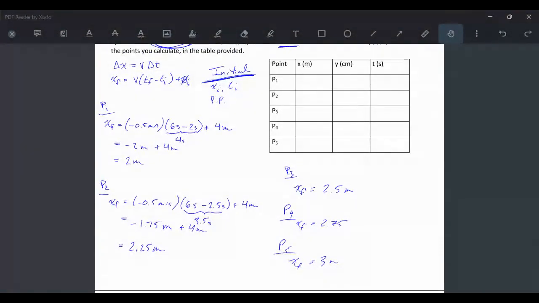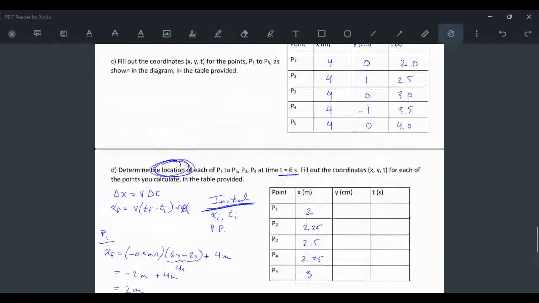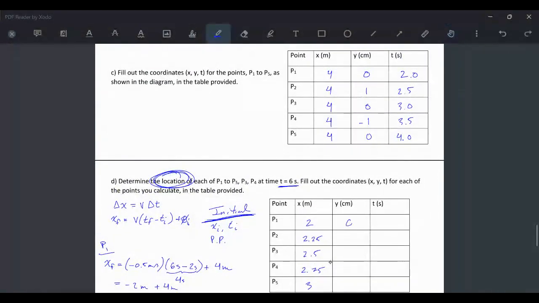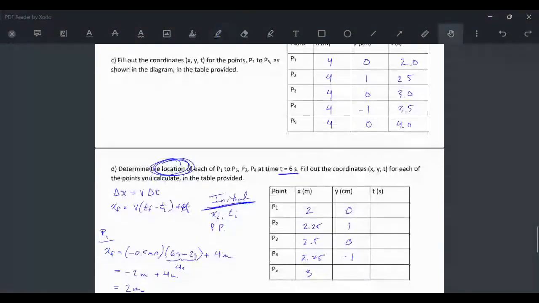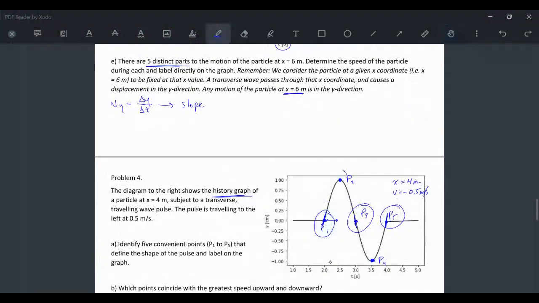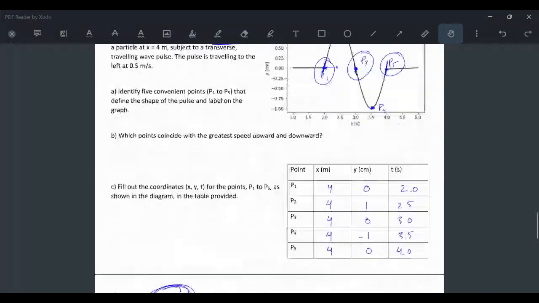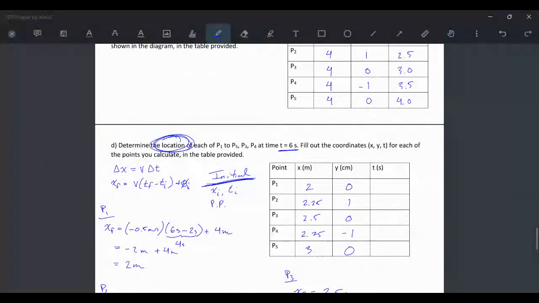Okay, so we can fill in these values that we just calculated. So 2, 2.25, 2.5, 2.75, and 3. The values don't change. Remember, the wave is just sliding to the left or sliding to the right. But if we're looking at this wave, where is the crest? Well, the height of the crest is always going to be at 1. So basically we can just take the y's and copy them down.